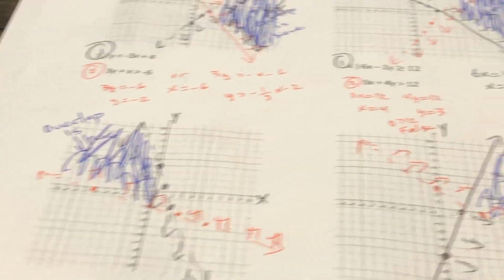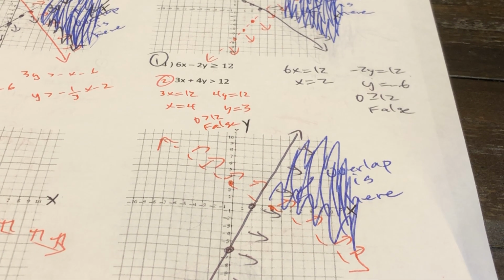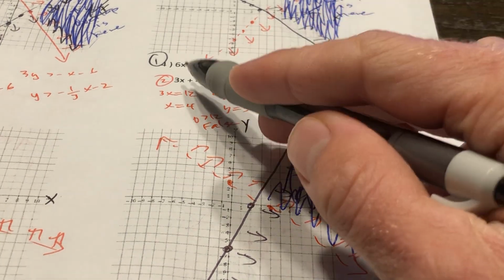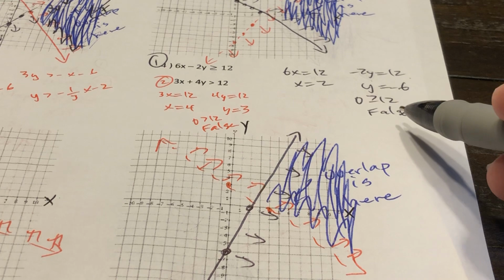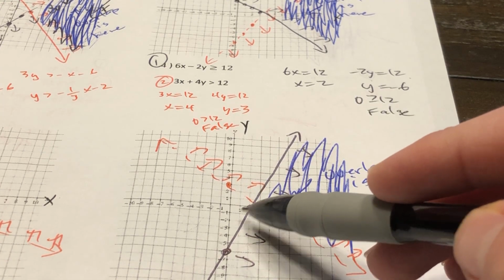All right. Then number 1 here. I did the cover-up method twice. 6x is equal to 12. Your x-intercept is 2. Negative 2y is equal to 12. Be careful there. Your y-intercept is a negative 6. X-intercept is 2.